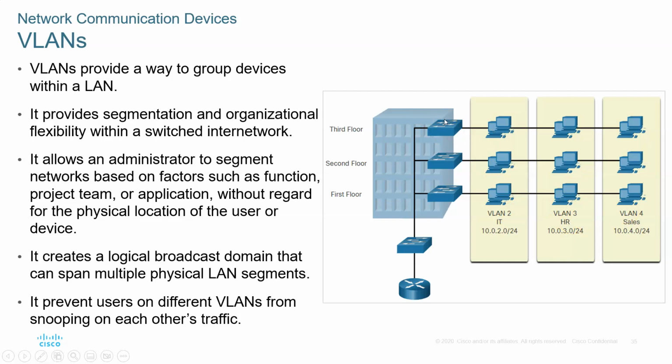VLAN 1 is always there for you with all the ports in it. And then you can take ports from VLAN 1, put them into VLAN 2, and so on. So instead of purchasing three switches, you can split the switch into three VLANs, 4 or 5, as many as you want, and take ports from VLAN 1, where everybody resides, and you can increase and decrease the number of ports in each virtual switch or virtual LAN.